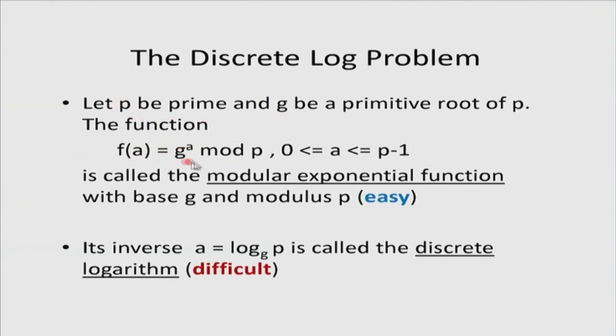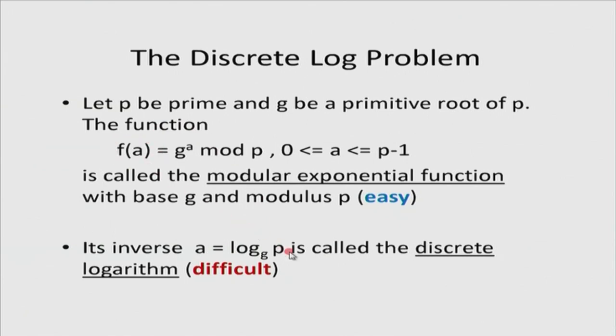Then the function Fa, which is equal to G raised to A mod P, is called the modular exponentiation function with base G and modulus P. This particular operation you have seen before in the context of RSA. This is relatively straightforward. But the reverse operation, where you're given G and P and now you're given G raised to A mod P and you want to find out A, so A is equal to log of that number to the base G, is called the discrete logarithm problem.